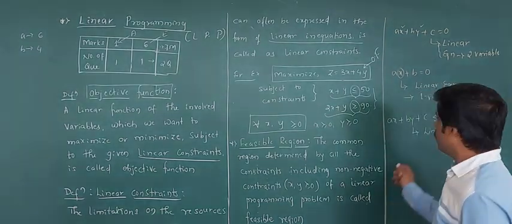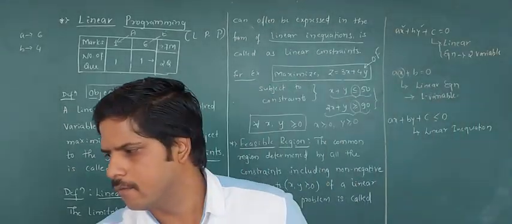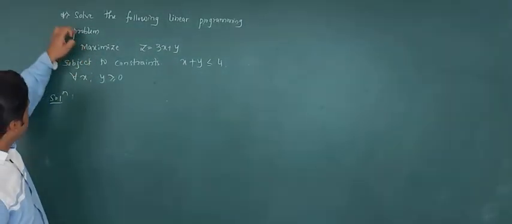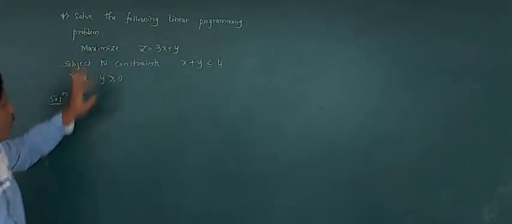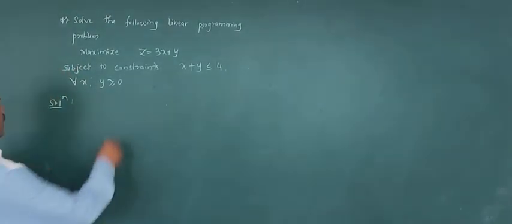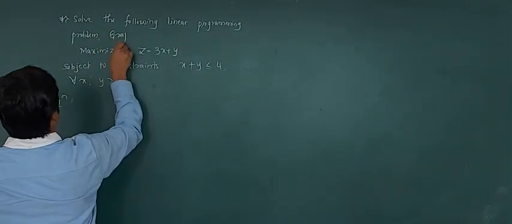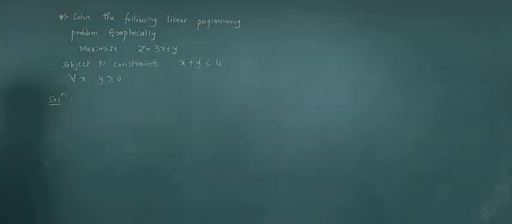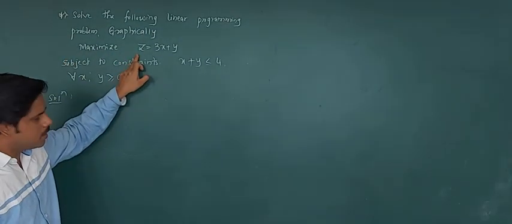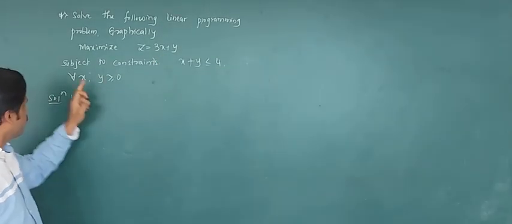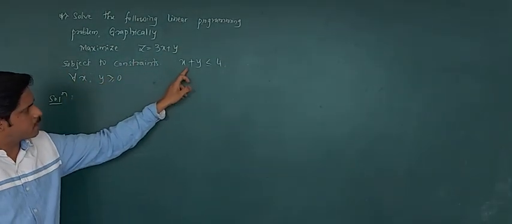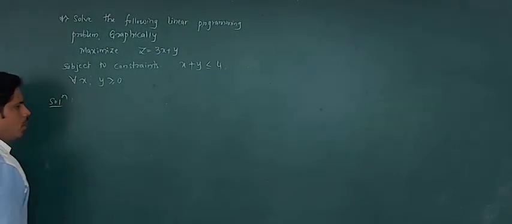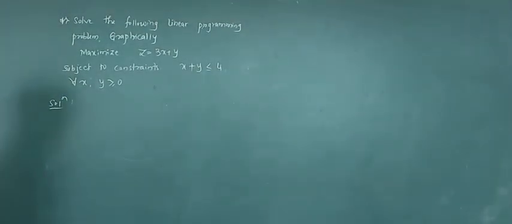We will consider one example. Okay, first write it down. Consider one example: solve the following linear programming problem graphically. Maximize z equal to 3x plus y subject to the constraints x plus y less than or equal to 4, and also x, y greater than or equal to 0.